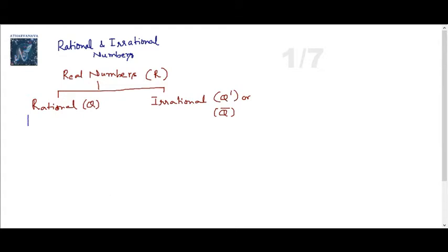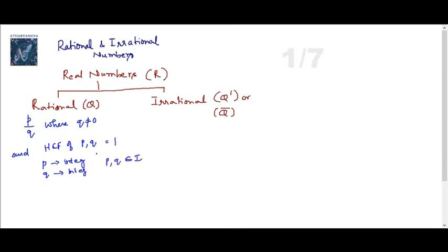For a number to be a rational number, it should be in the form of P by Q, where Q is not equal to 0 and, most importantly, the HCF of P comma Q is 1. What is HCF? Highest common factor, which means P should be an integer and Q should be an integer. Both should be integers. So P comma Q belong to the integer set. They can be any integer, not a decimal.